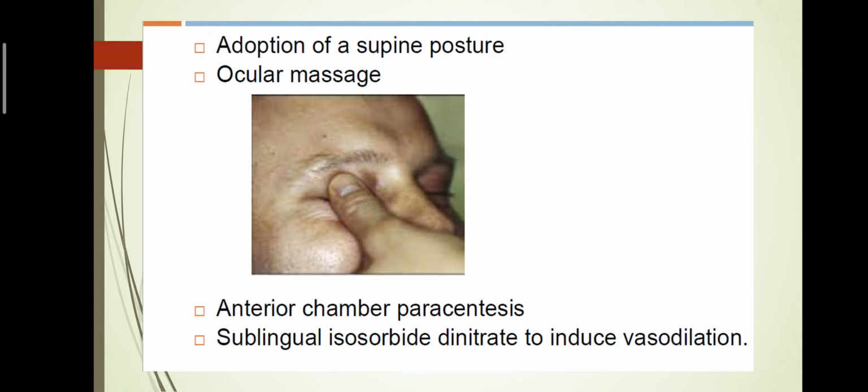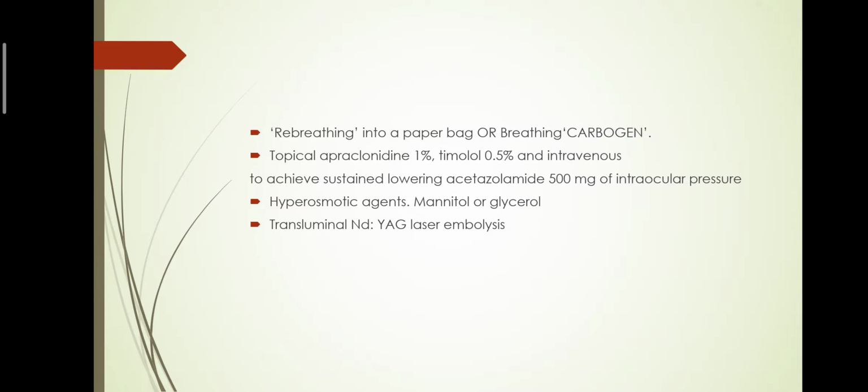We can reduce the intraocular pressure either by paracentesis or by giving topical as well as oral acetazolamide, or intravenous hyperosmotic agents like mannitol or oral glycerol. Another thing which can cause vasodilation is rebreathing a combination of oxygen and carbon dioxide into a paper bag. And very rarely they do Nd:YAG laser embolysis if the emboli is clearly visible, through the slit lamp.